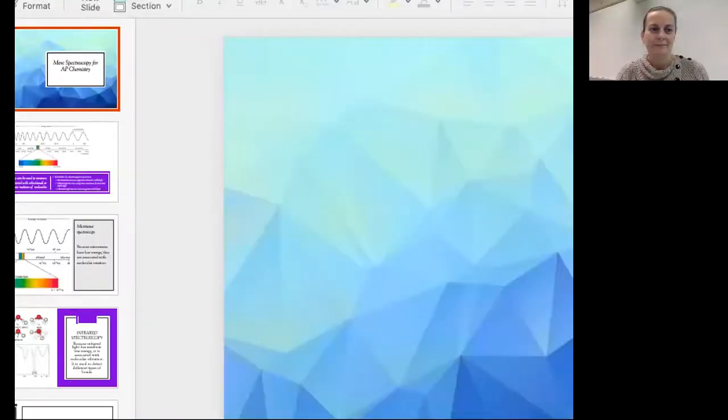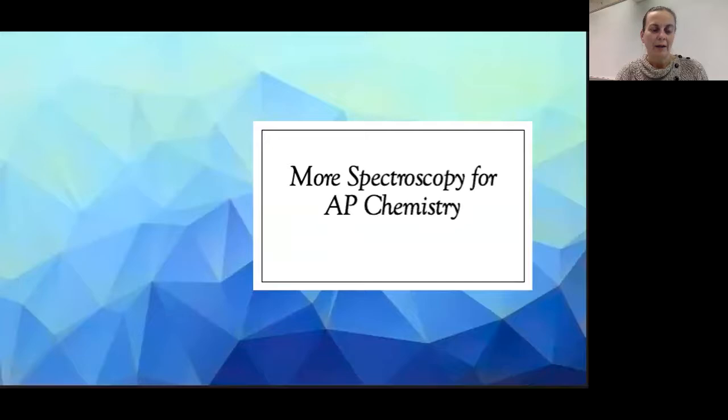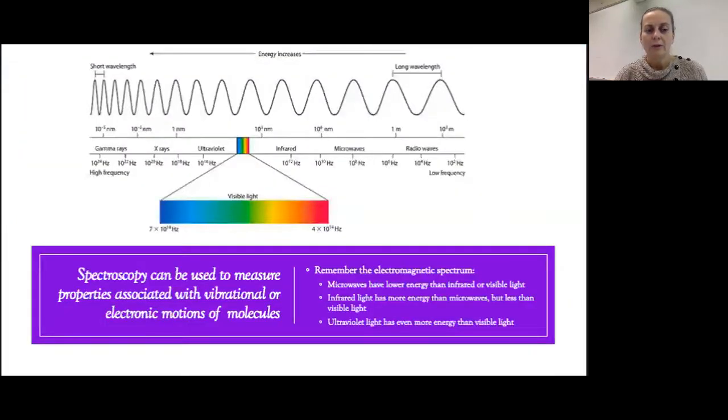And so let's just jump right in and take a look at our PowerPoint. If we can, here we go. Okay, so as I said, it's spectroscopy. You might remember that in Unit 1, we talked about some types of spectroscopy, specifically photoelectron spectroscopy. So today we're talking more about spectroscopy in the visible range of light and in the microwave and infrared region of the electromagnetic spectrum. So let's take a quick review of the electromagnetic spectrum.